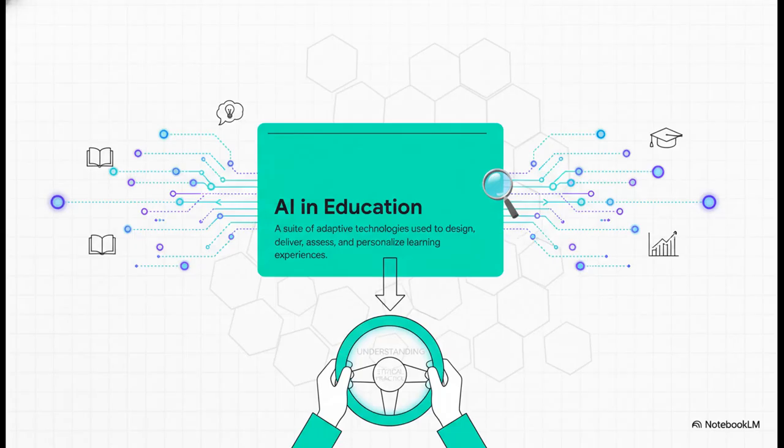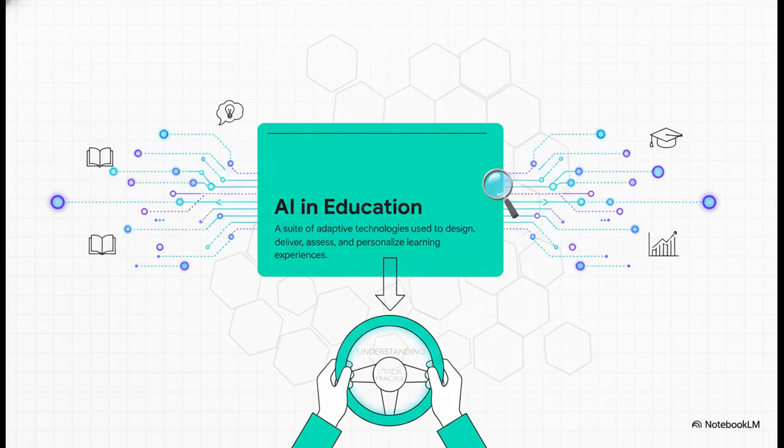So first things first, let's get this out of the way. AI in education isn't some single all-knowing robot, not at all. It's much more like a toolbox filled with different adaptive tools. But look at the most important part of this definition. It's the part at the end. It says AI is shaped by teacher understanding and ethical practice. That means you're the one in control.